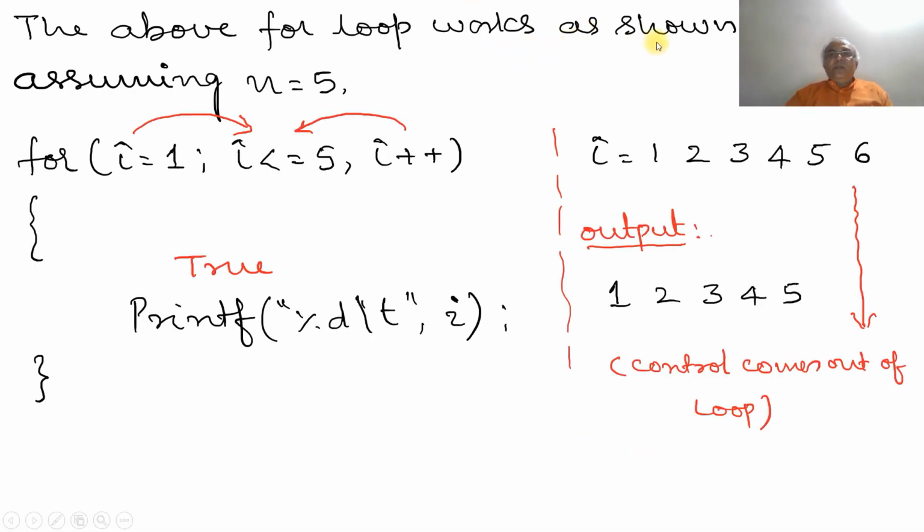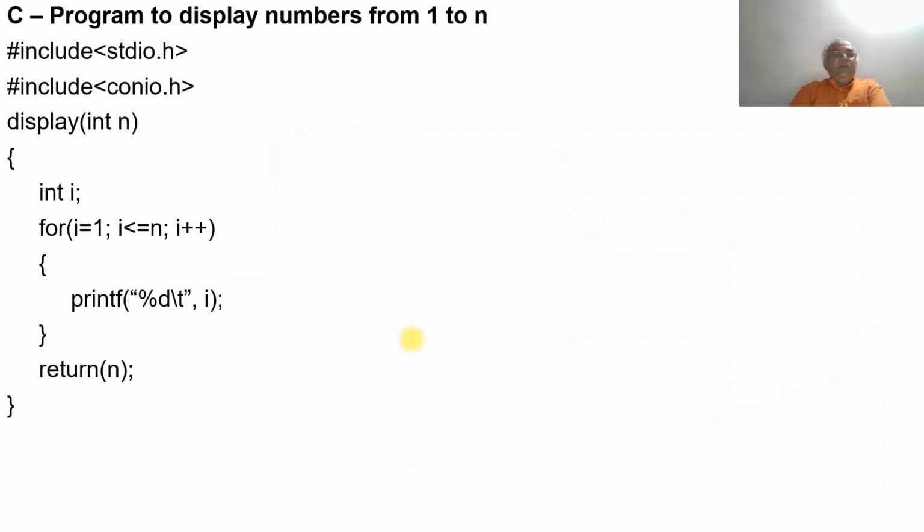The above for loop works as shown below. Assuming n is equal to 5: i = 1; i <= 5; i++. If the expression is true, then it goes to printf("%d\t", i). So the output will be 1, 2, 3, 4, 5. If it comes to 6, then what happens? The control comes out of the loop. So this is how it works.